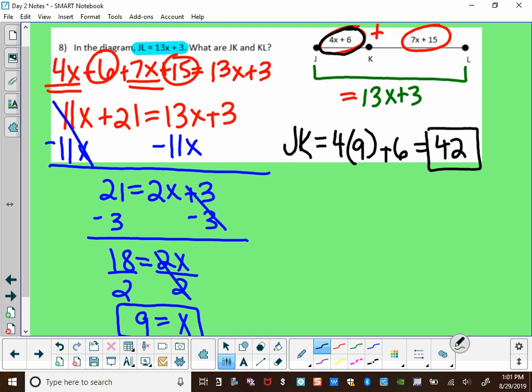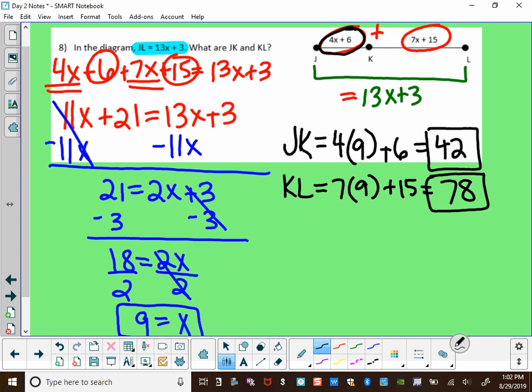Someone tell me what they get for KL. For KL, you have 7 times 9 plus 15. 7 times 9 plus 15 is 78. All right, Jackie has 78. Do you all agree? Anyone else try to get 78? Well, I did, so I know it's right. Any questions on 7 or 8?